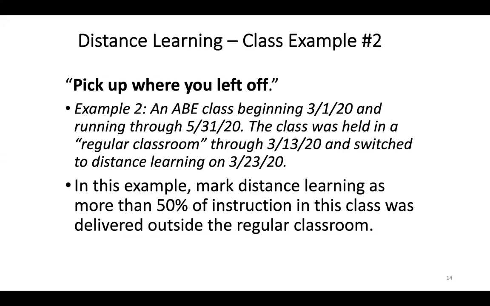Again, pick up where you left off, same approach, but in this example, the class started the 1st of March, again scheduled to run through the end of May, the same interruption time. We kept the regular classroom through March 13th, reopened it via distance learning on the 23rd, same general set of circumstances, but here we would mark distance learning because the majority of the instruction is via distance learning. So in this example, we would mark it because it was more than 50%.